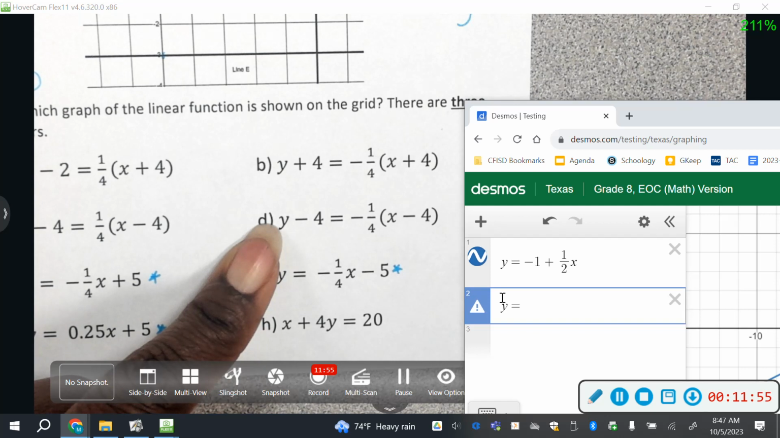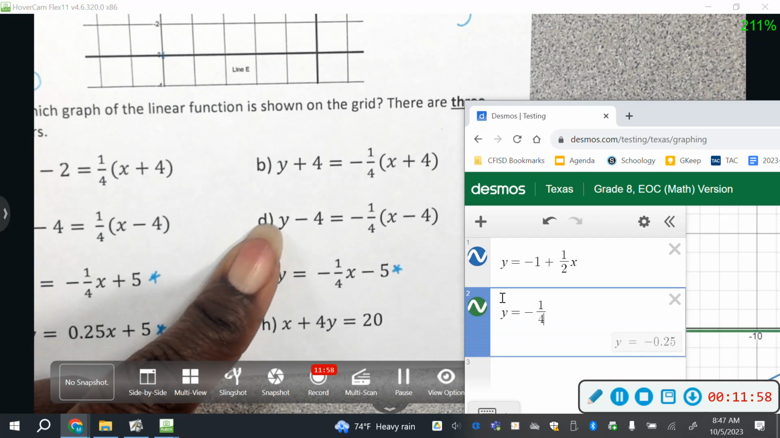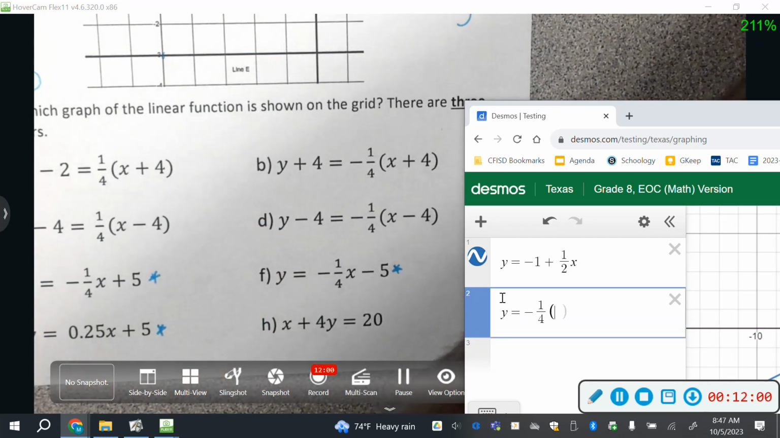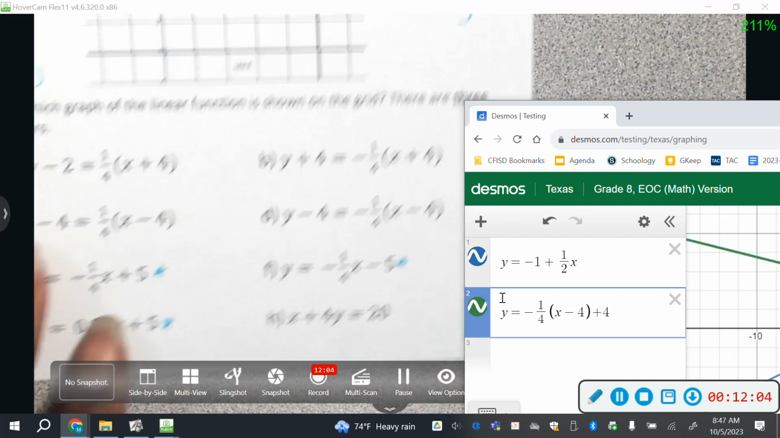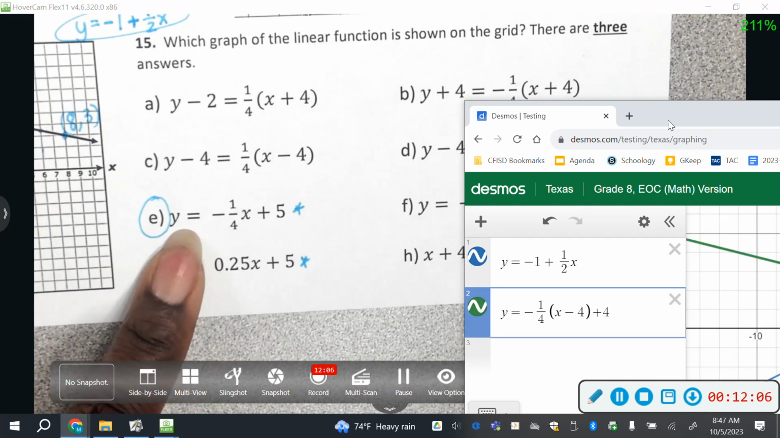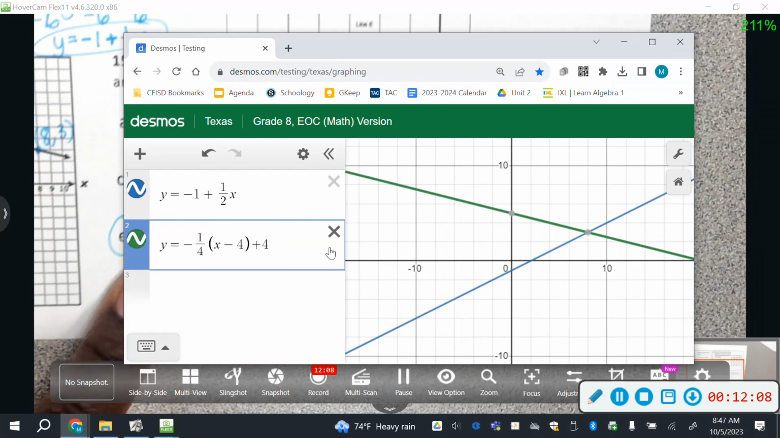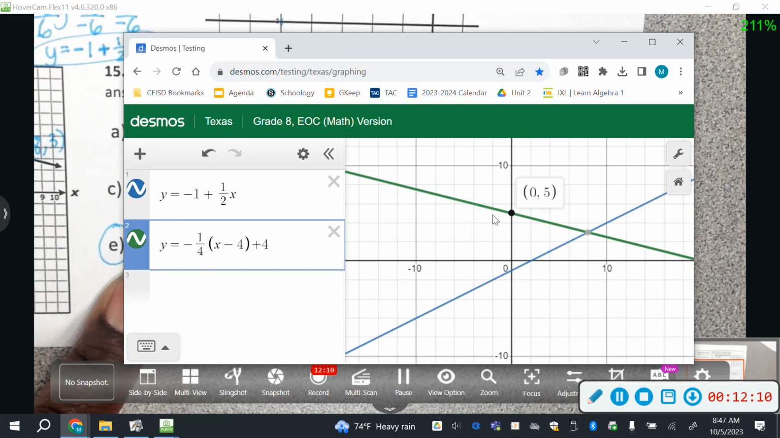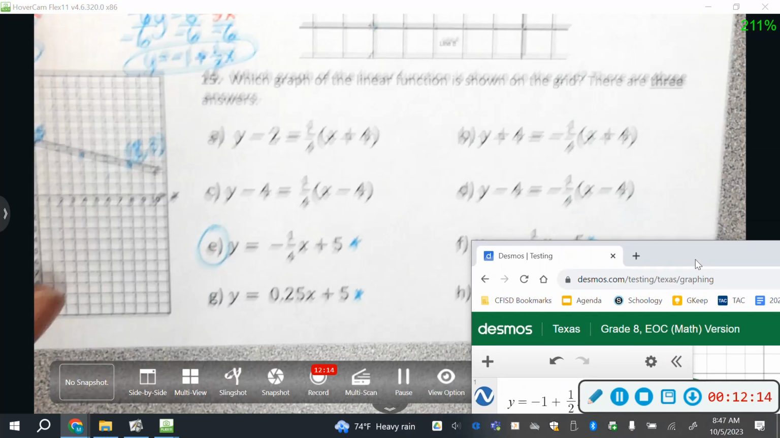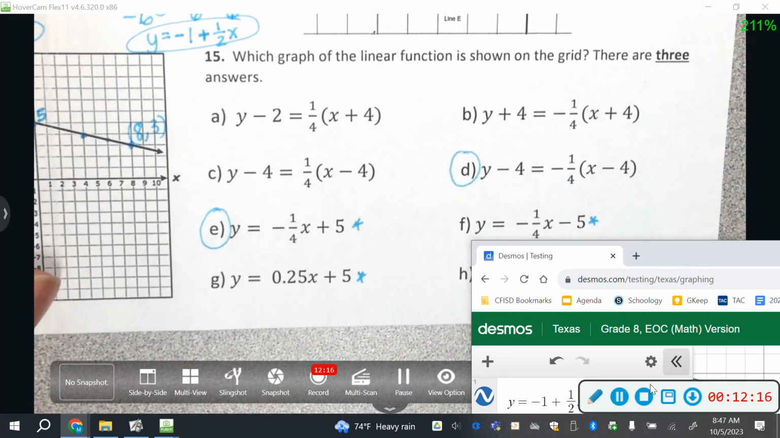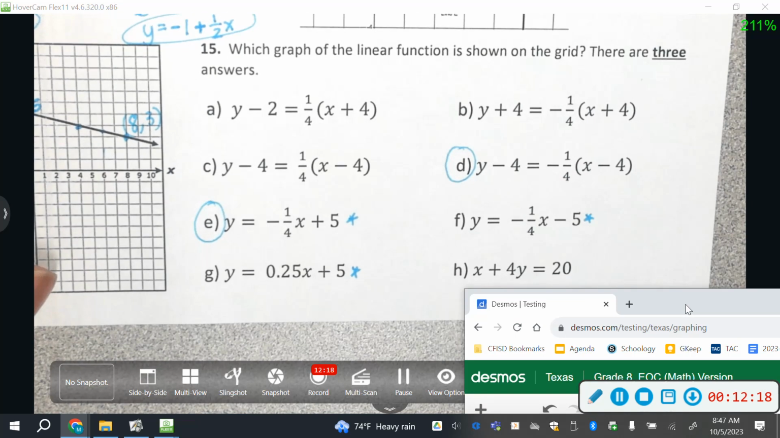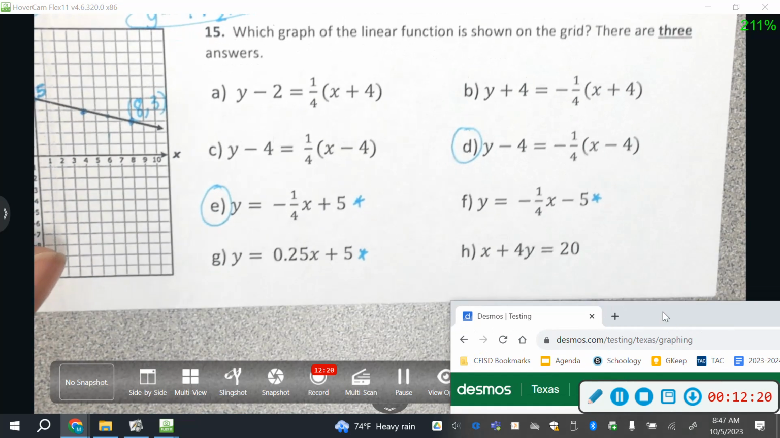Y equals -1 over 4, parentheses, x, plus 4. I'm checking it myself. So we know it's already E because we already checked that with somebody. And now it looks like it could work, as long as it touches the y at 5, and then we have 8. Yep, there we go. That's perfect. So D is the next answer. There's one more answer. H is the last answer.